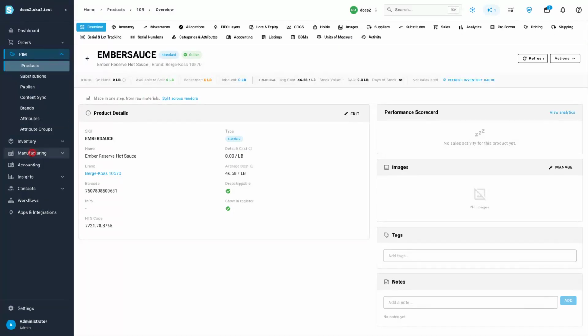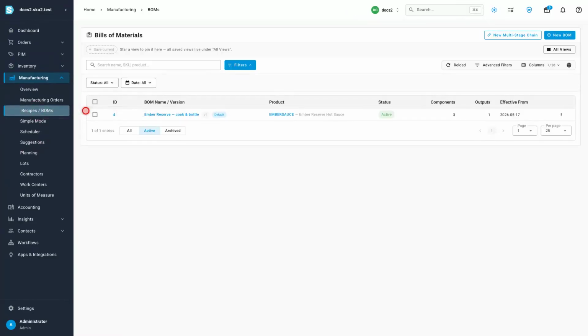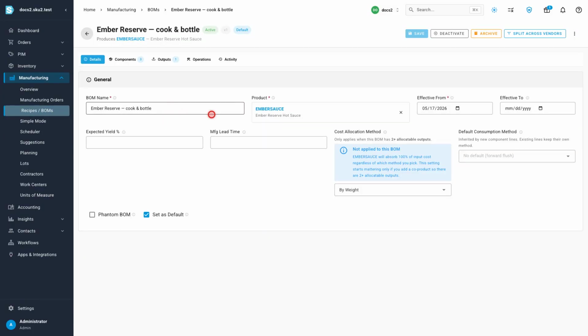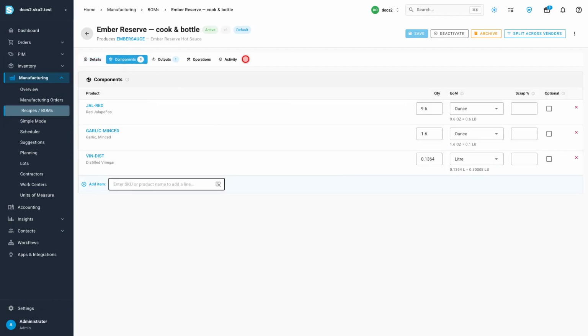Open the recipe itself, from recipes and BOMs under manufacturing, and look at how it's written. You see the units the kitchen actually works in. Solids are weighed in ounces. Liquids are measured by volume. Neither is the unit you hold stock in. So each line states the conversion underneath. 9.6 ounces is 0.6 of a pound. Nothing is left for you to work out. Nothing is quietly assumed. And every number on this screen traces back to something you entered.